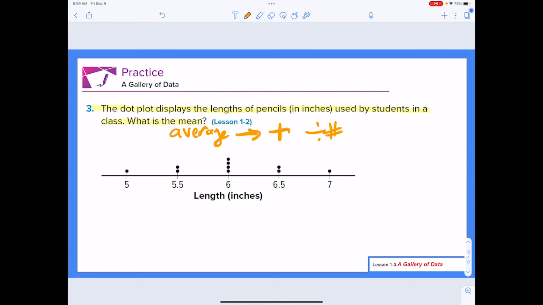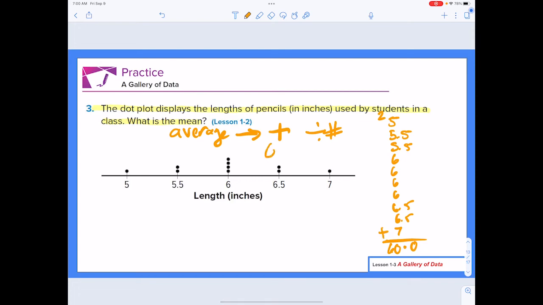So in this case, we can see we have all these values in the dot plot, and if I was to add them up, I can make a little list: 5, 5.5, 5.5. I have 1, 2, 3, 4 sixes. I have 6.5, 6.5, and I have a 7. So when I add that up, I have a 2, carry that up there. This becomes 60 altogether. All right, so I have 60 when I add all that up.